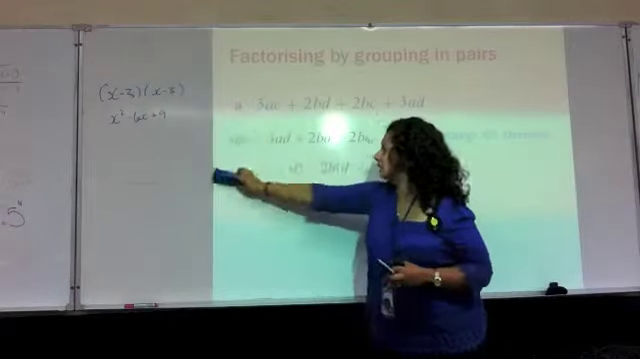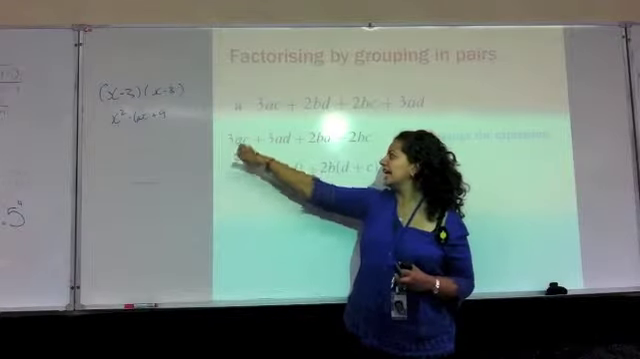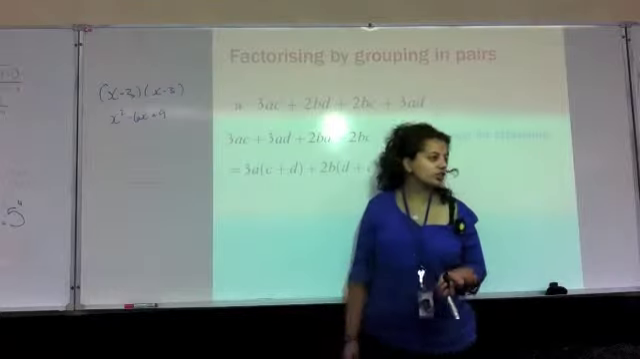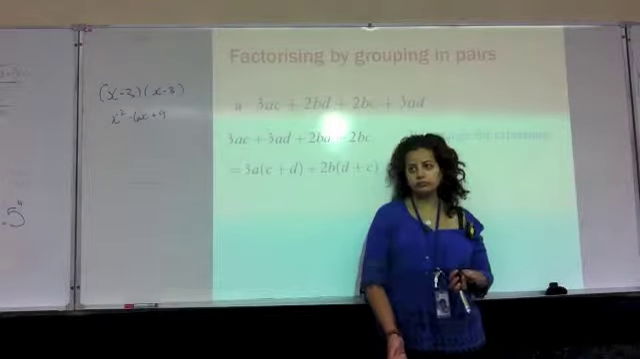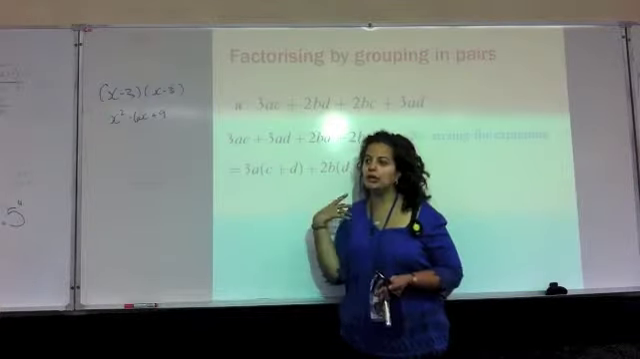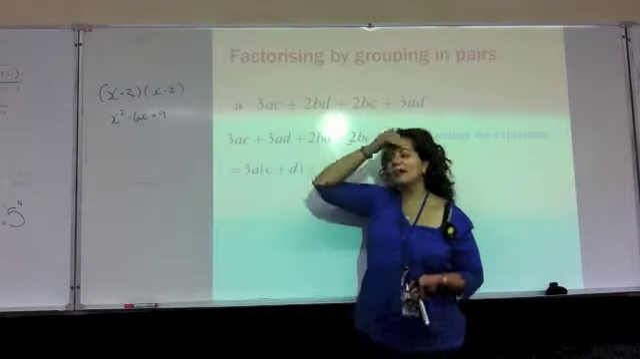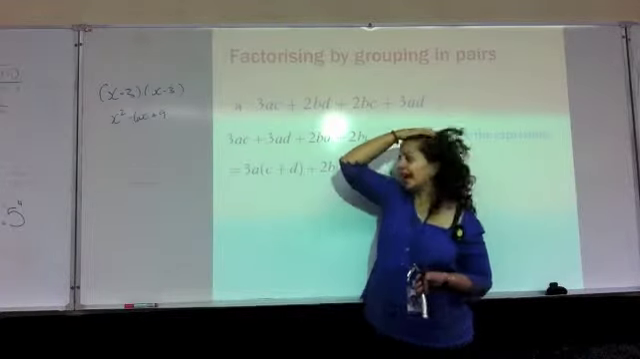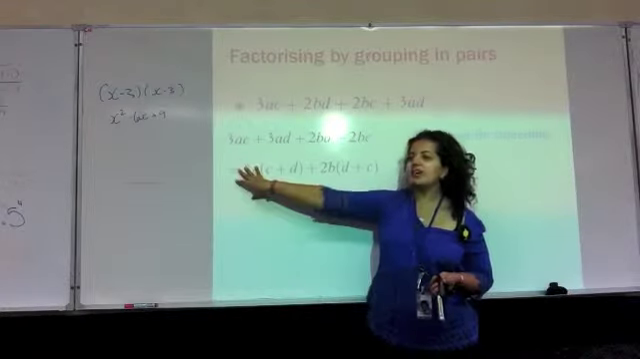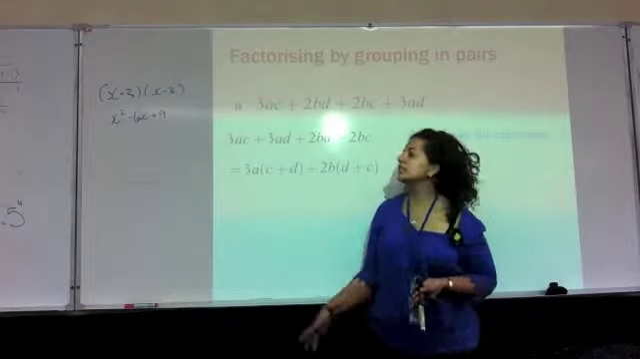We can visually see that. So now, what's my highest common factor between 3AC and 3AD? Well, it's the number 3 and the pronumeral A, because it's common between the two. We know how to find a HCF between 2 things. So that comes outside my bracket, and I tell myself in my head, 3A times something gives me 3AC. What is it? C. 3A times something gives me 3AD. D.